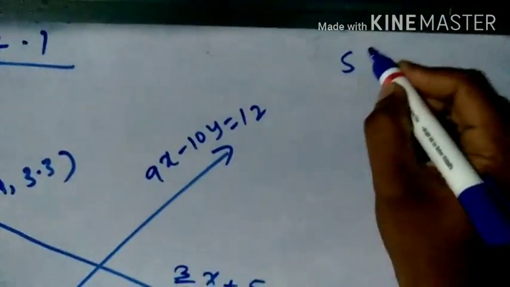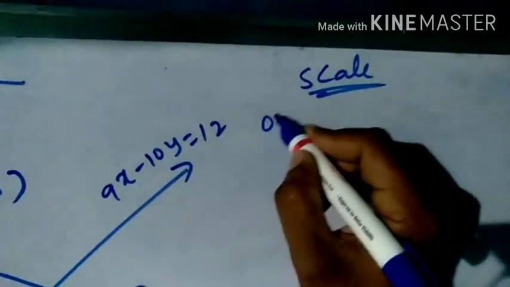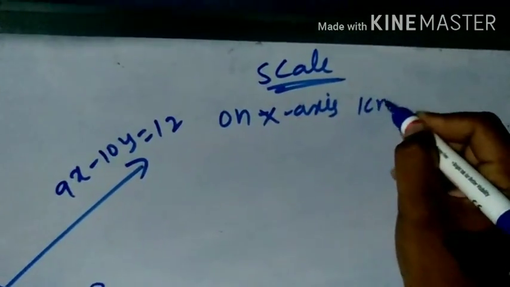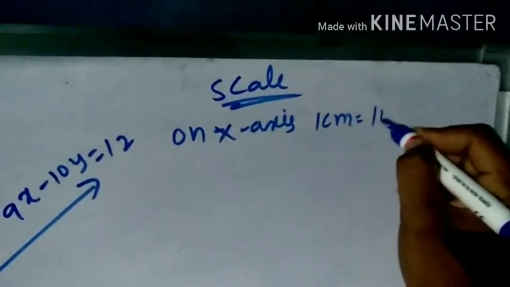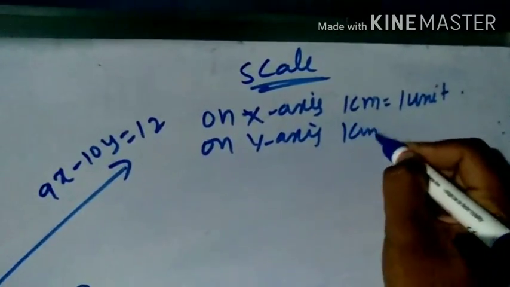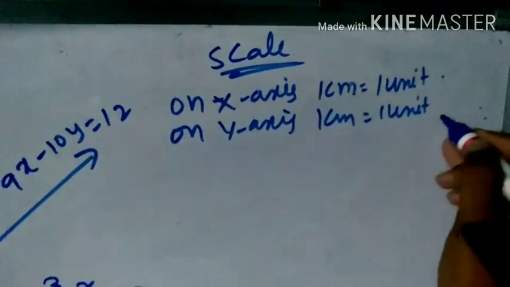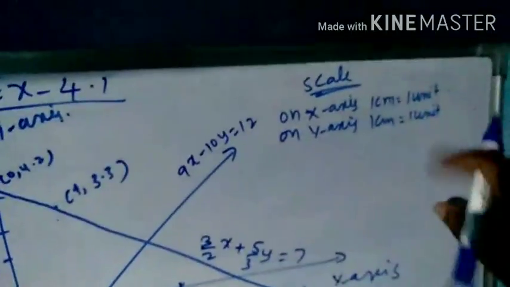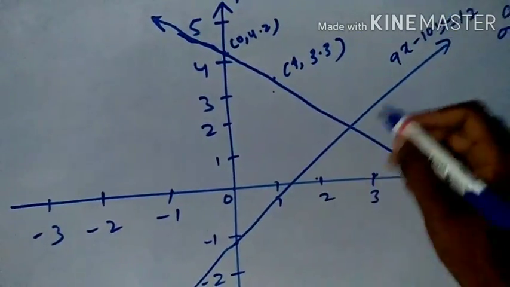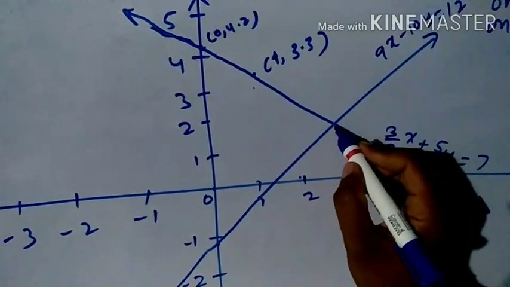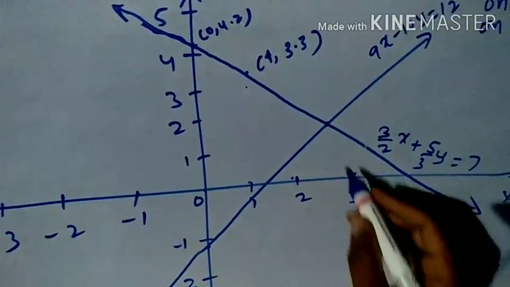Here don't forget to write the scale. The scale on the x-axis is 1 cm is equal to 1 unit. On the y-axis 1 centimeter is equal to 1 unit. See here, I have taken 1, 2, 3, 1, 2, 3, so 1 unit taken. So now these both lines intersect at a point. It is only one unique solution.